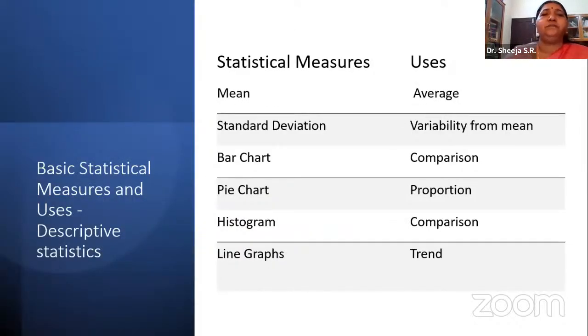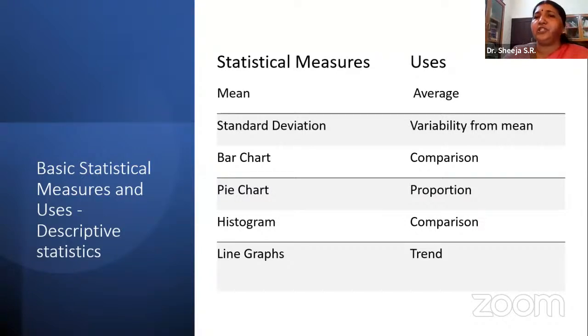So these are the important statistical measures. Since we do not have much time, let us have an idea about what the important statistical measures are and what their important uses are. Most often, all these are descriptive statistical tools. Mean, you know that mean is average. It's a measure of central tendency or measure of location. So mean shows the average value.